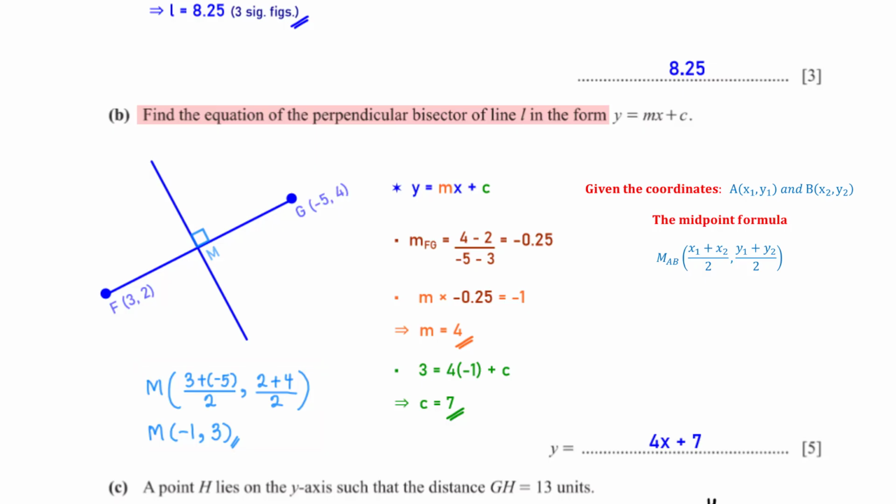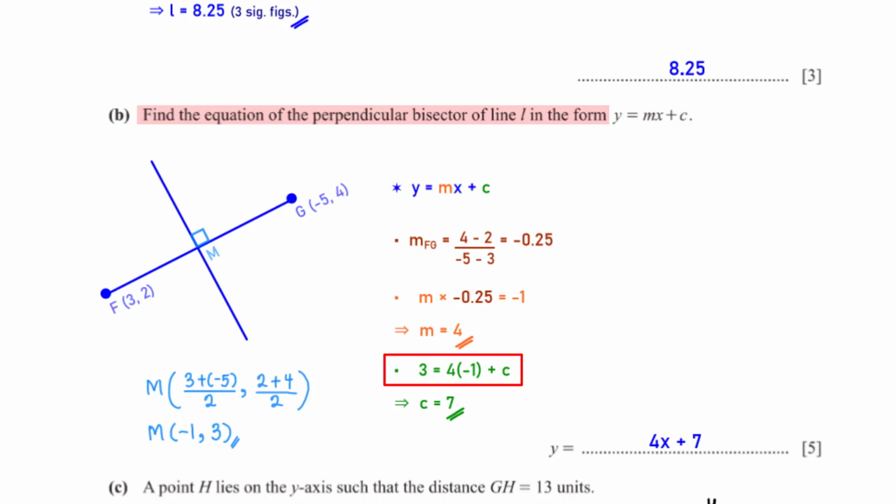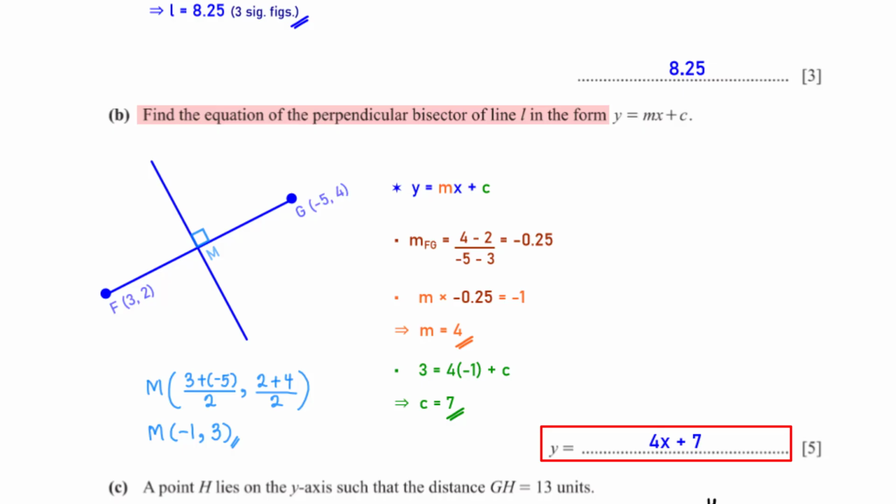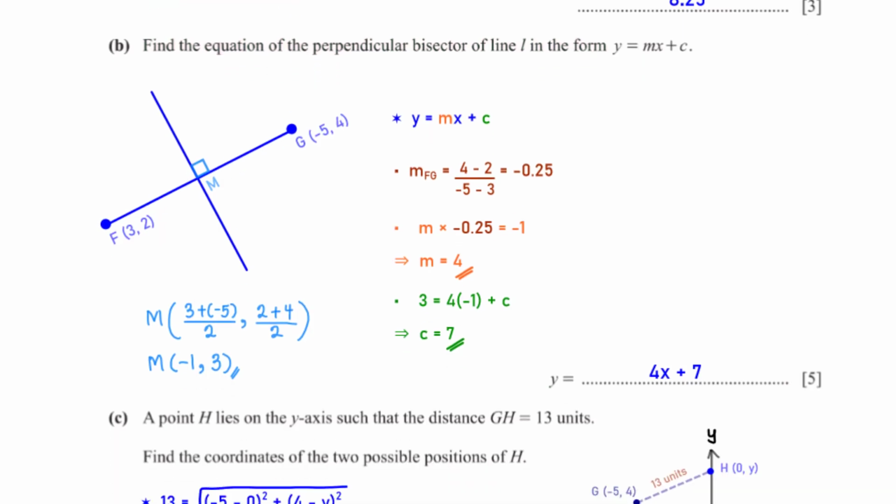So now we plug in the value of m and the coordinates of the midpoint into y equals mx plus c. This gives us 3 equals 4 times -1 plus c. When we make c the subject, we get c equals 7. So we have y equals 4x plus 7.